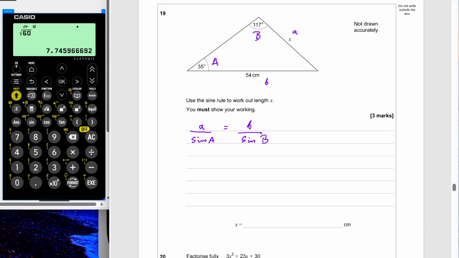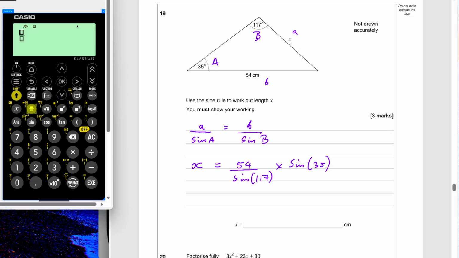Right, I'm going to rearrange and substitute in. So I'm going to say that x is going to be equal to 54 over sine of 117, sorry, times by the sine of 35. Okay, and we'll type it in just like that, 54 over sine 117 times by sine of 35.